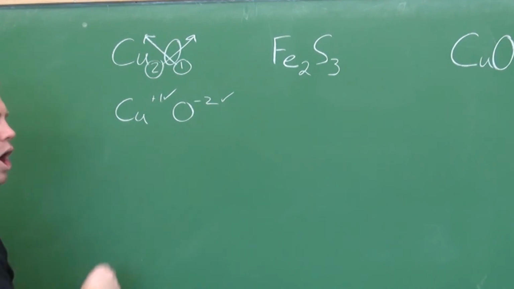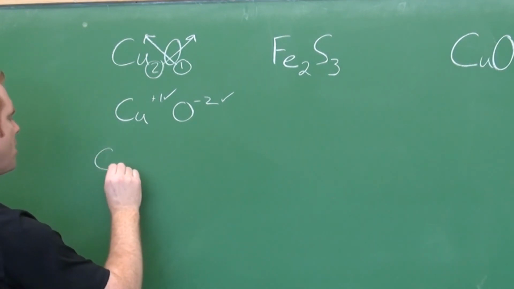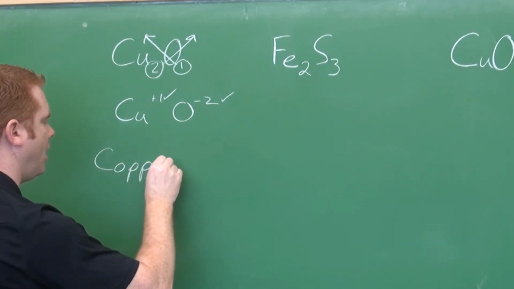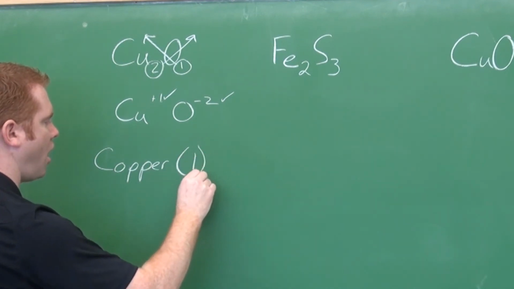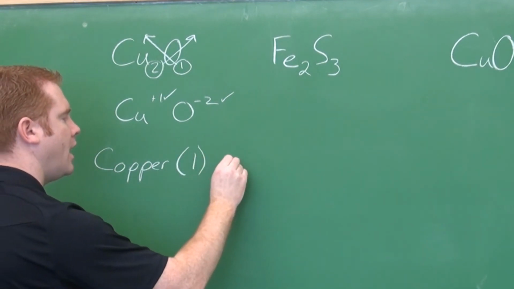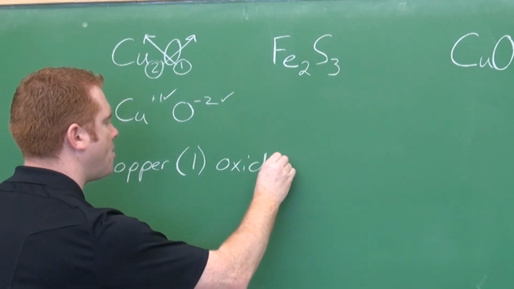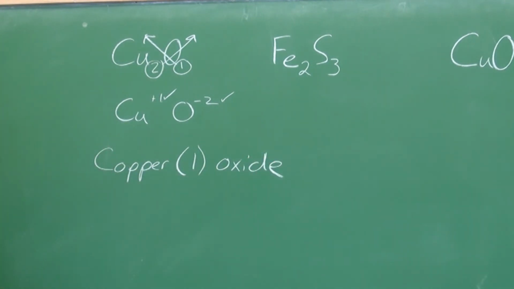So what is the charge on copper? Well, the charge is 1. So I'm going to write down copper, then in brackets, I for Roman numerals, or 1, and oxide. So copper(I) oxide.